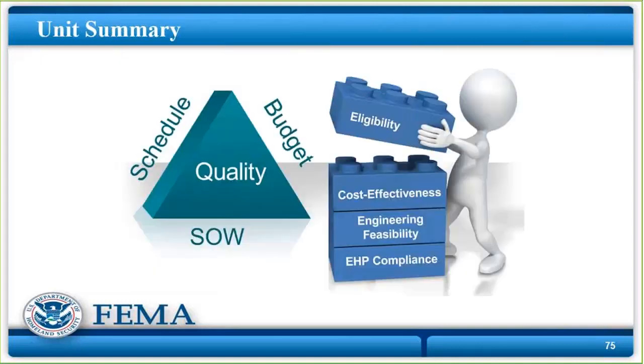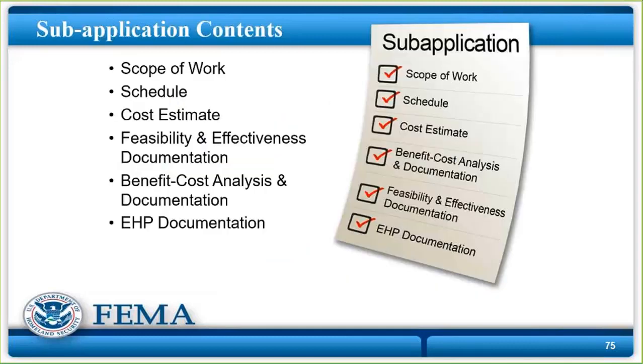So unit summary, we have a schedule, we have a budget, we have a scope of work, makes for a quality triangle that stands on its own feet, doesn't fall over. It includes eligibility, cost effectiveness, the building blocks, engineering feasibility, and environmental compliance, the sub-application content, scope of work, schedule, cost estimate, feasibility, benefit cost analysis, and environmental historic preservation documentation.